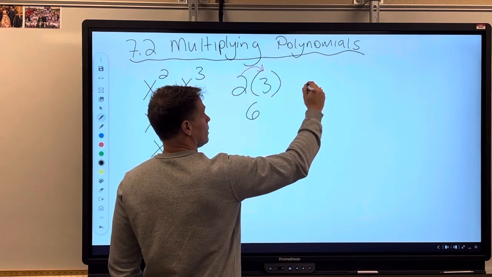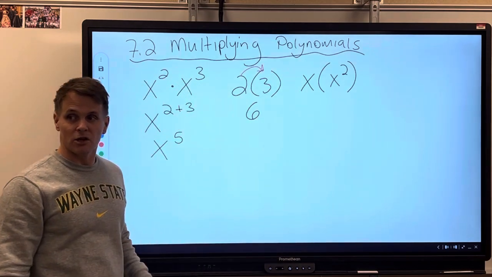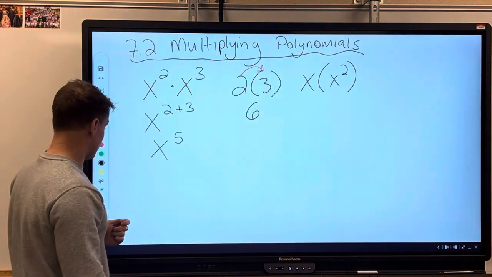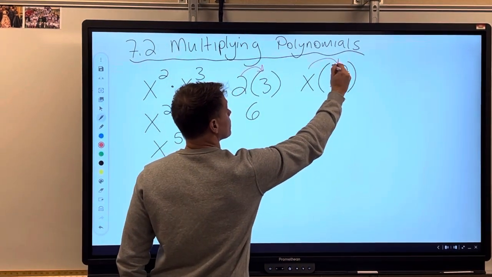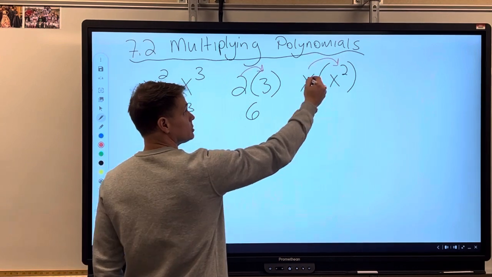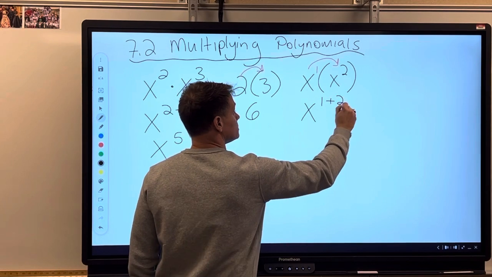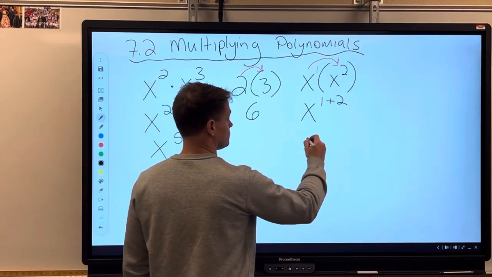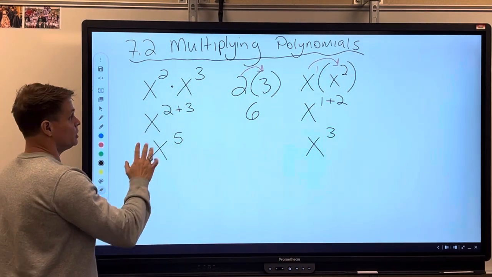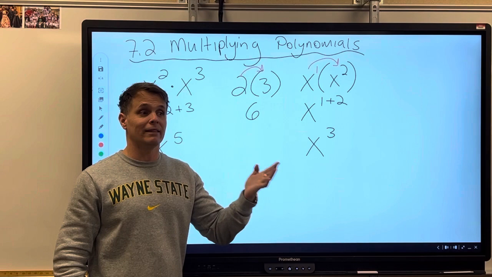Now how about I put x times x squared? That's another distributive property or multiplying problem. What is x times x squared? It's x to the third, because there's a 1 right there, and you add the exponents. X to the first plus the 2 is x to the third. So really this is nothing new. We know that when we multiply variables, we add the exponents.